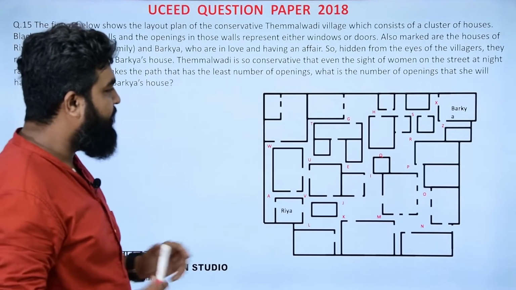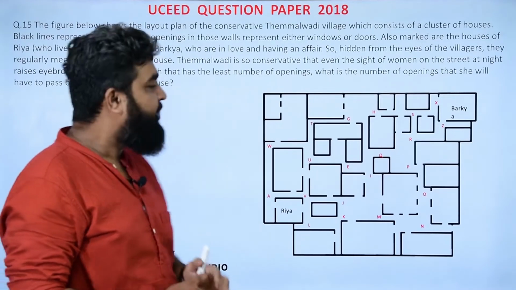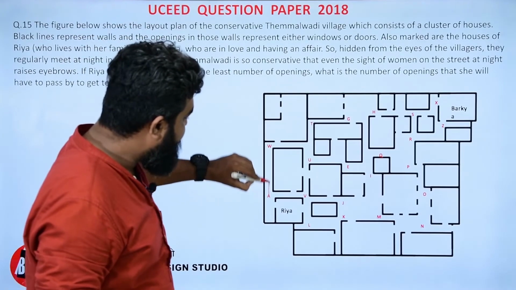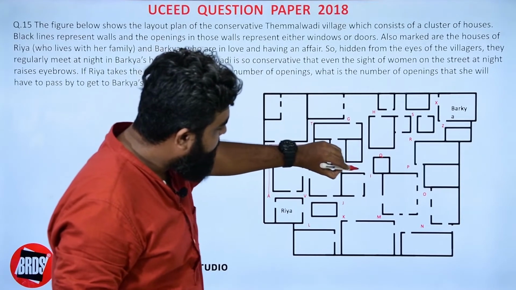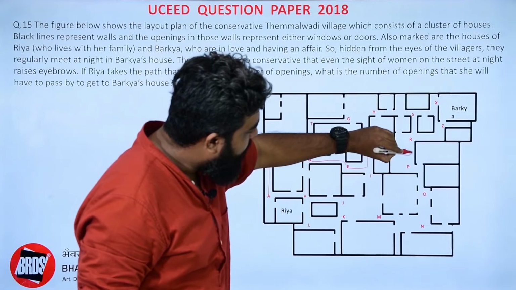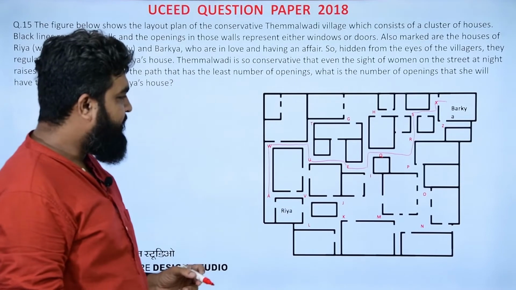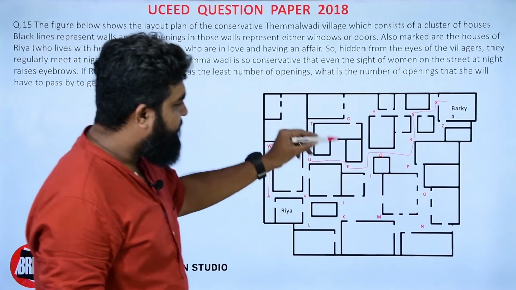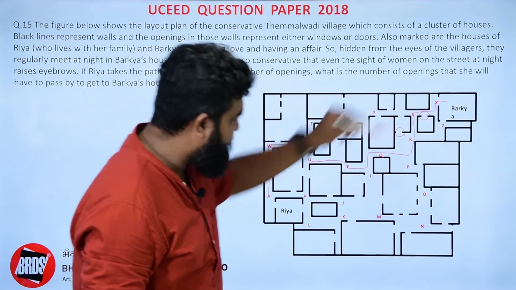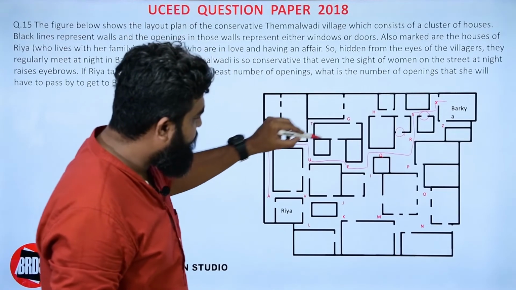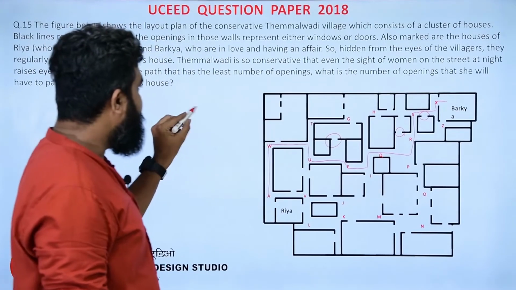Now in this question, you have to look at the path and observe it. Based on that, the best path that she can take is A, W, U, E, Q, R, S, and then Barkya's house. In this, if we observe, we get a door at R, a door at S, and then a door at E. So the correct answer for this will be 3.